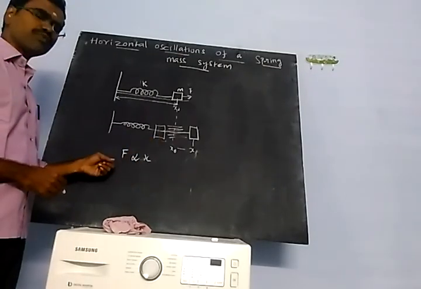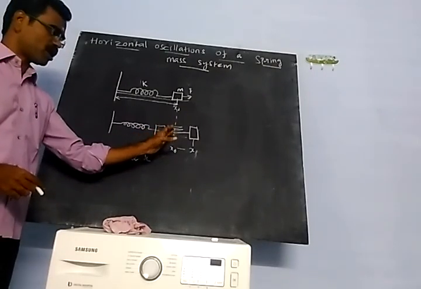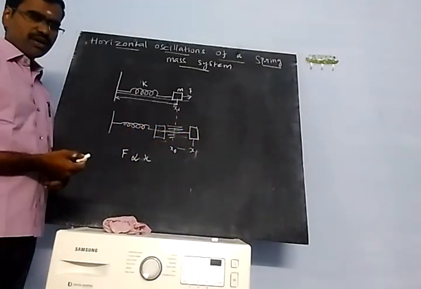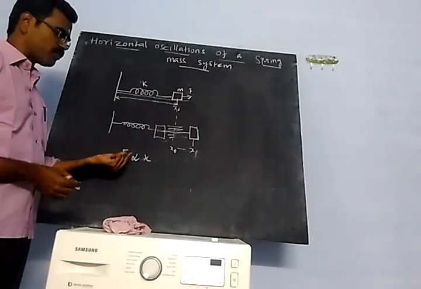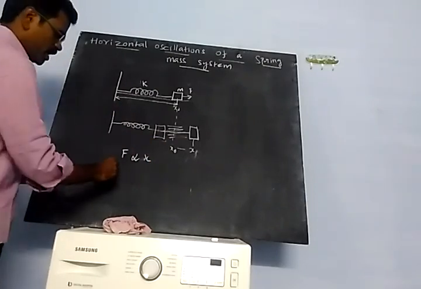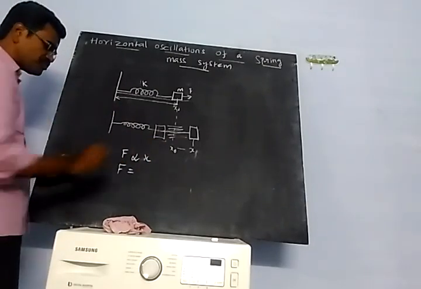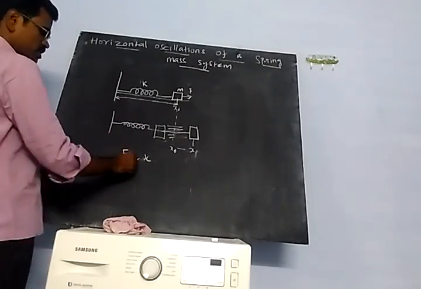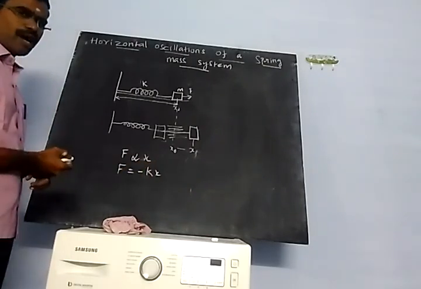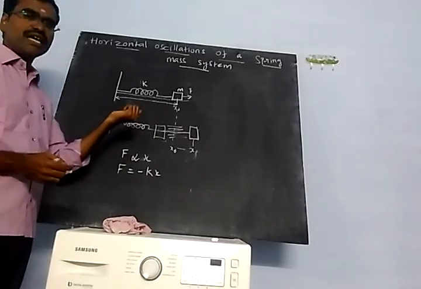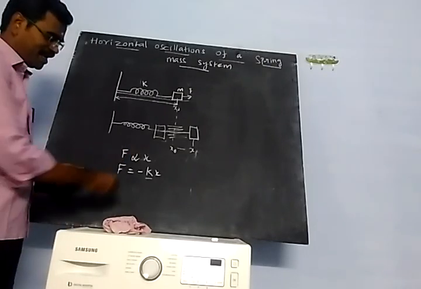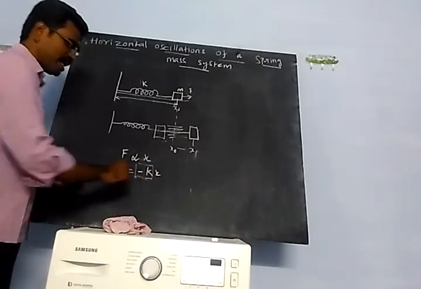When you apply a large force, the displacement of the mass is larger. When you apply a small amount of force, the displacement of the mass is very small. Now you can write the equation: F is equal to minus kx. Here k represents the force constant, and the minus sign is always there.